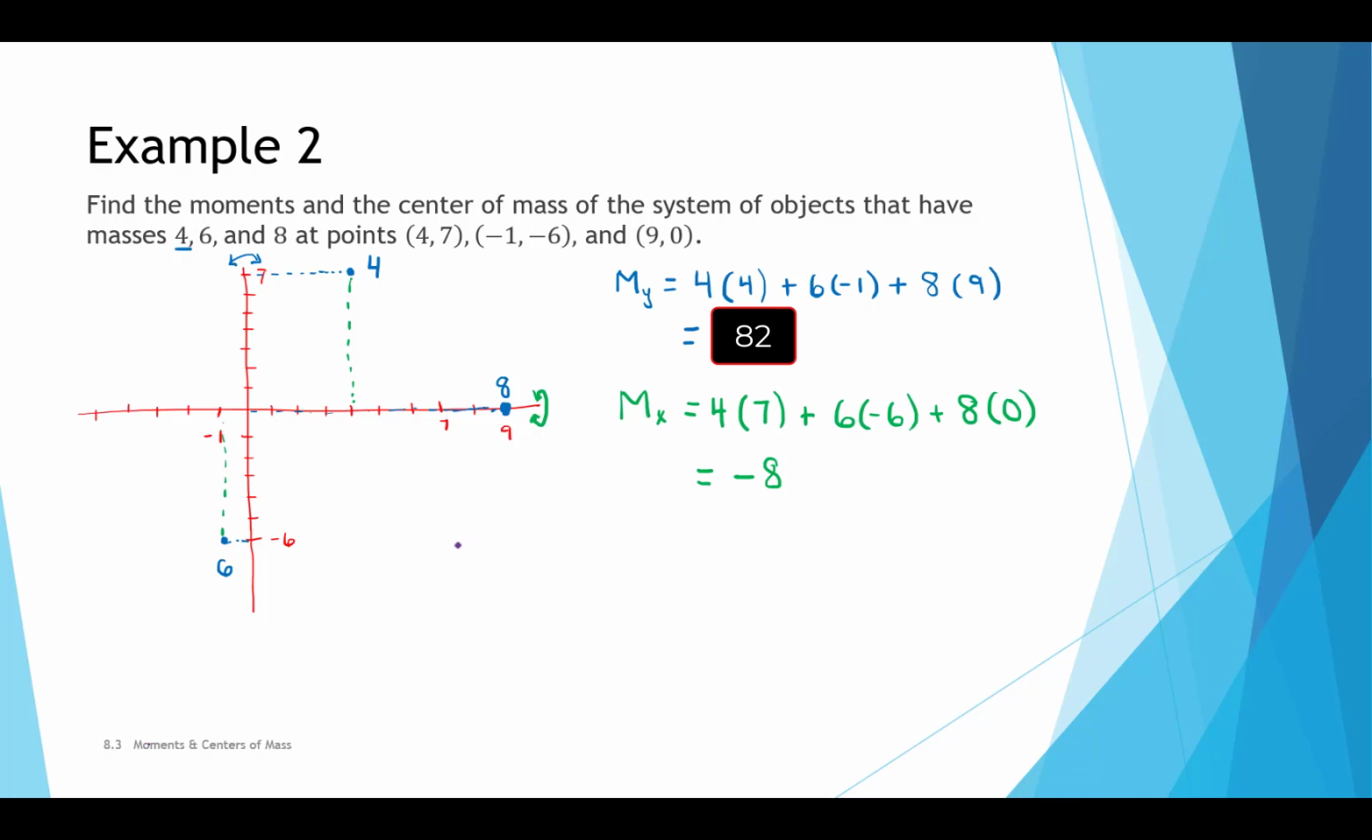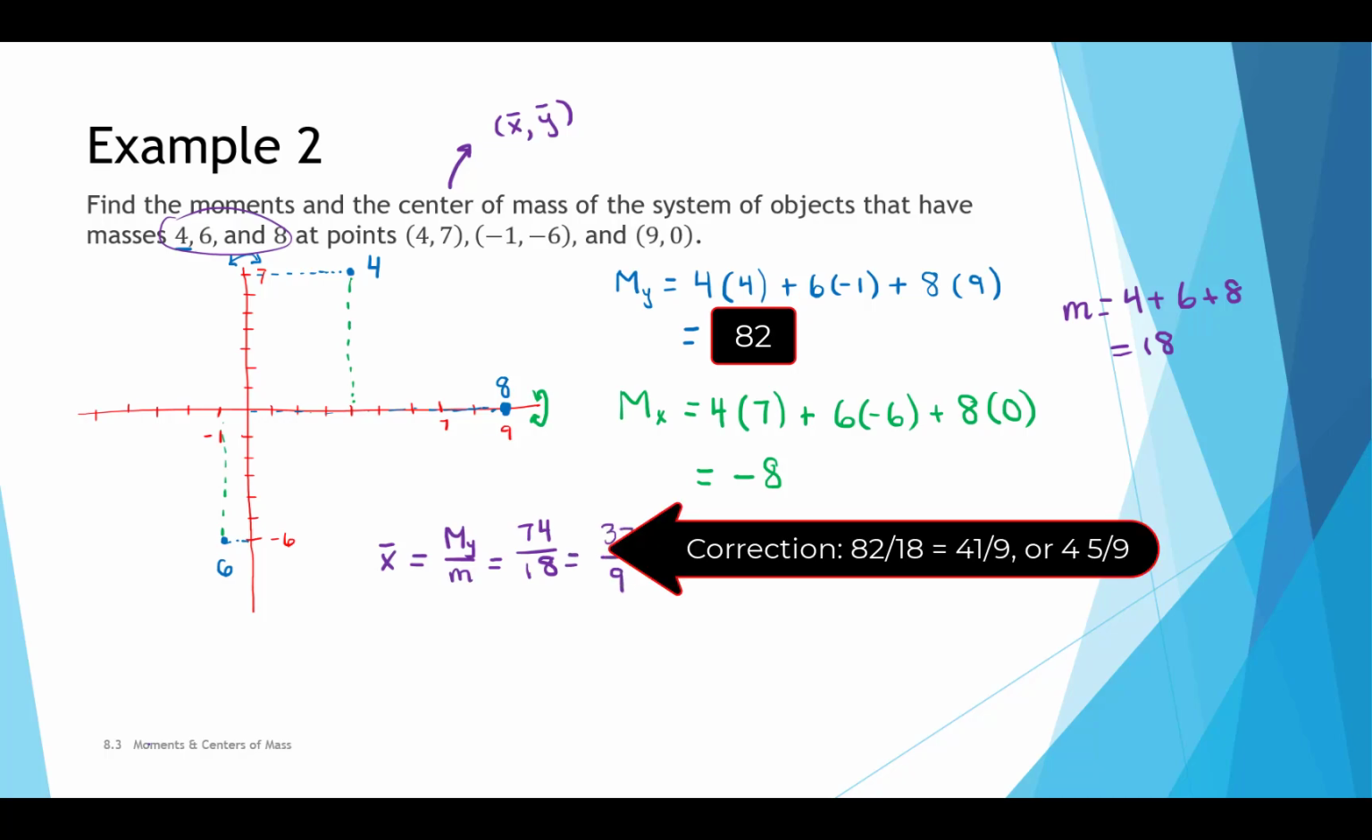Finally, to find the center of mass, we're looking for the point (x bar, y bar), where if the entire mass was located at that one point, the moments would be the same. So we find x bar by dividing the moment about the y-axis by the total mass. So I guess we need to find the total mass. The total mass is 4 plus 6 plus 8, just adding up the masses of the individual points. So that's 18.